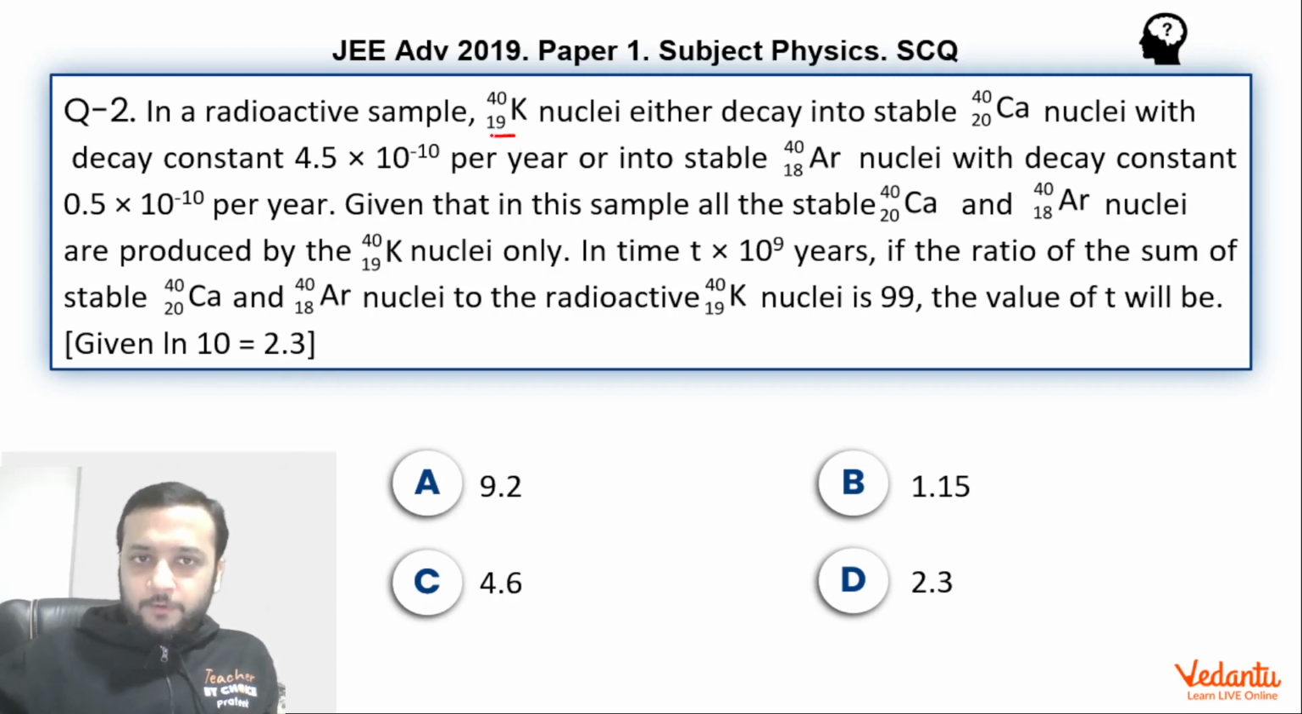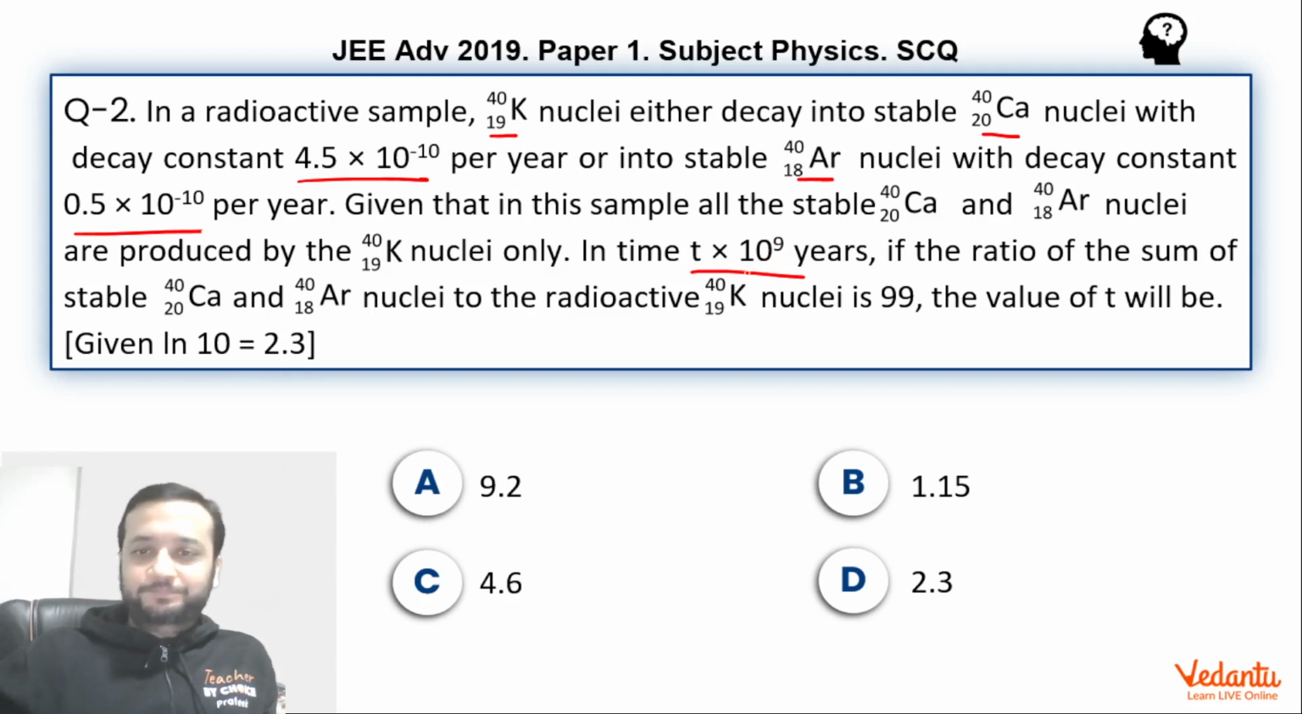A radioactive sample of potassium is getting converted either into calcium or arsenic. The decay constants of both these samples have been given. They are assumed to be stable in the question. So calcium has a decay constant of 4.5 into 10 to the power minus 10 per year, and arsenic has a decay constant of 0.5 into 10 to the power minus 10 per year. It is also given that after a while, like this much time, so actually this is not a while, this is a lot of time.